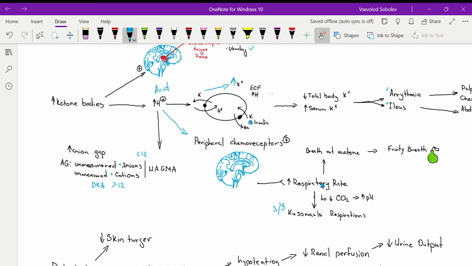Also, since the patient is breathing off fast and a lot, that acetone from ketone bodies is being breathed out, and the patient will have that fruity breath.